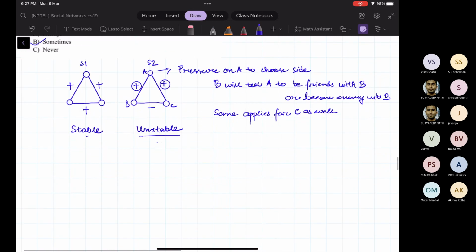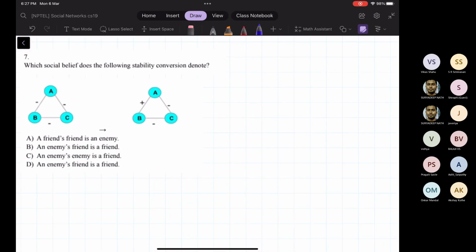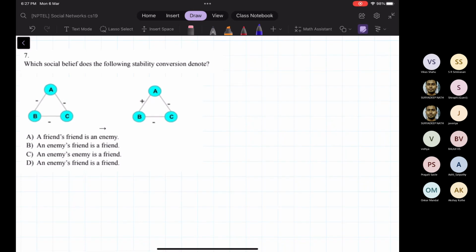Okay. Moving on to next question, question seven. Which social belief does the following stability conversion denote? So you have two triangular networks, A, B, C. In the first case, you have a minus, and a minus. So all three are enemies with each other. And then you see that one of the edges between A and B has converted to plus. They share a positive relationship, and the other two remain minus as well.